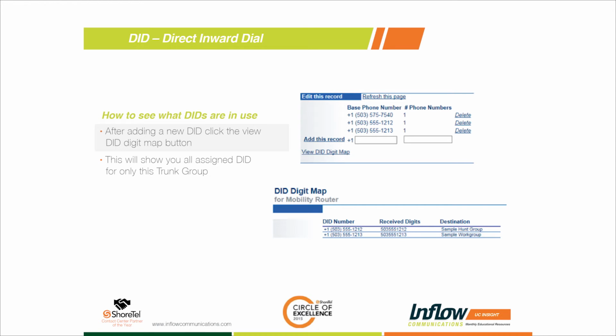So as you can see here, I have 2 of my 3 DIDs currently assigned, and if you notice, those are just fake phone numbers. But you can see that I assigned one to the sample hunt group and one to the sample work group.